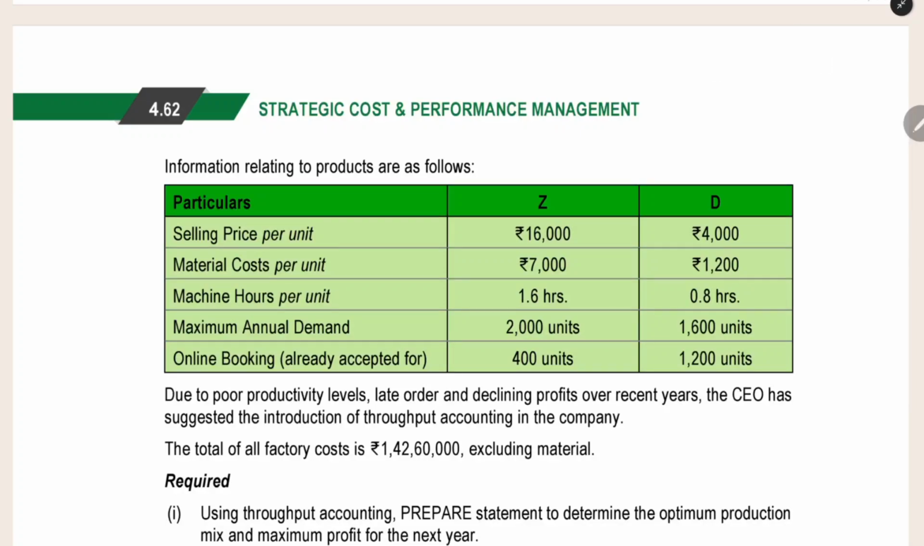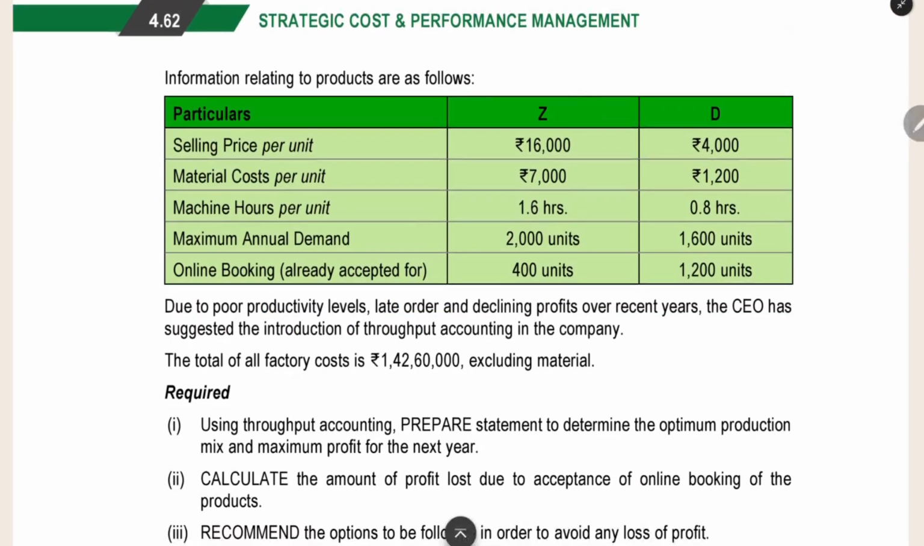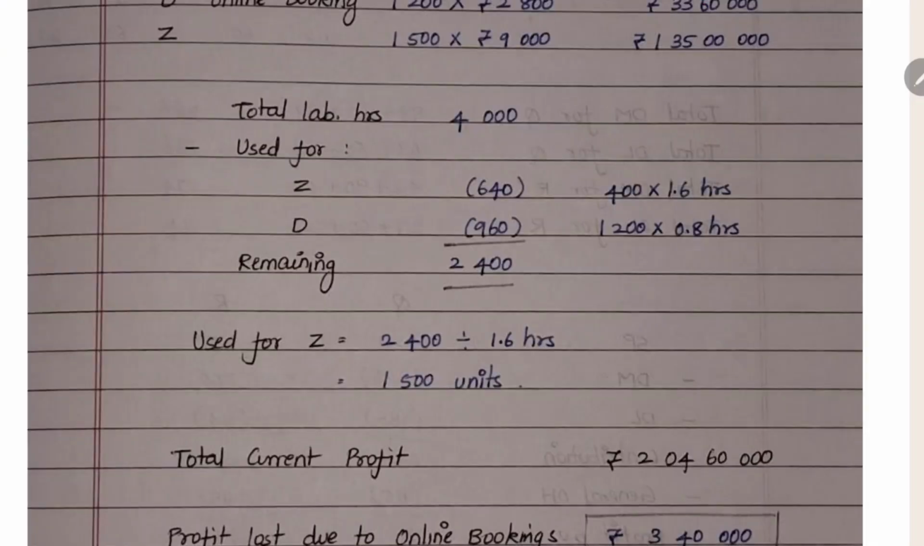The capability is we can produce only 4,000 hours worth of units. We already accepted 400 and 1,200. Now we are selling at a below optimum level. We have to calculate the current profit here. For current profit, we have to see the total labor hours. Total we have 4,000 labor hours. We already accepted the online booking for 400 and 1,200. We cannot reject that online booking. So we have to produce it first for online booking and then we can produce as per the optimum mix.